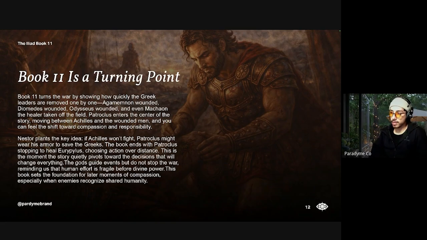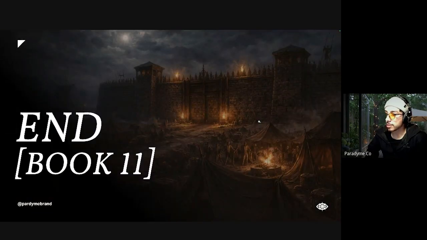The gods guide events but do not stop the war, reminding us that human effort is fragile before divine power. This book sets the foundation for later moments of compassion, especially when enemies recognize shared humanity. And that is the end of book 11.